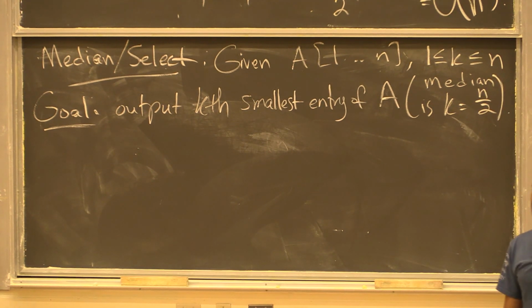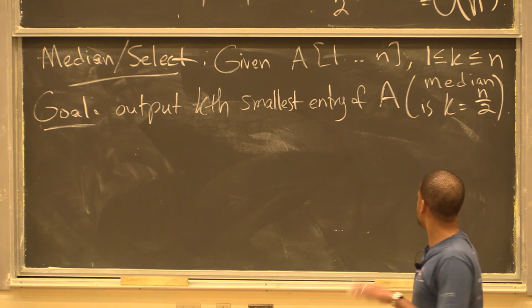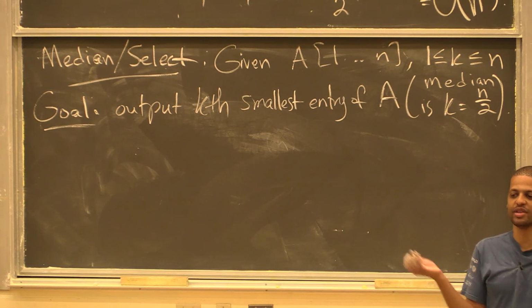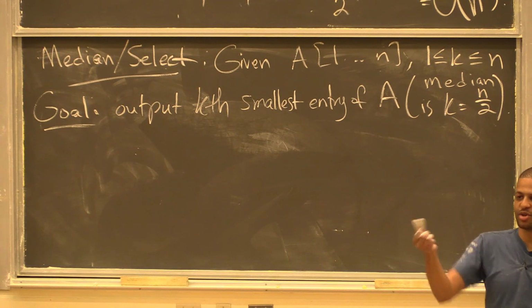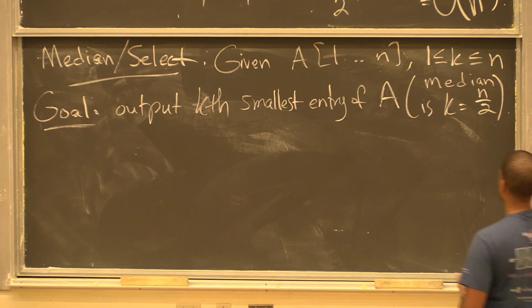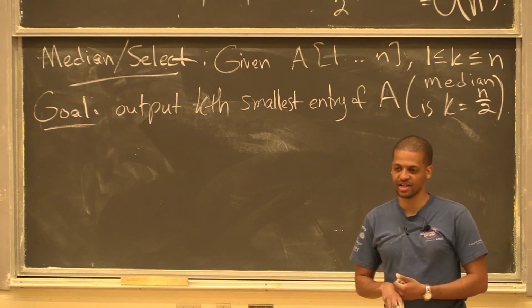Okay. So given that you know merge sort, the simplest solution to this is sort the array A, and then just return the n over 2th entry in the sorted array. That would be a valid n log n time algorithm or an n root log n time algorithm, depending on how you sort. We're going to try and do this in linear time. In fact, we are going to do it in linear time.